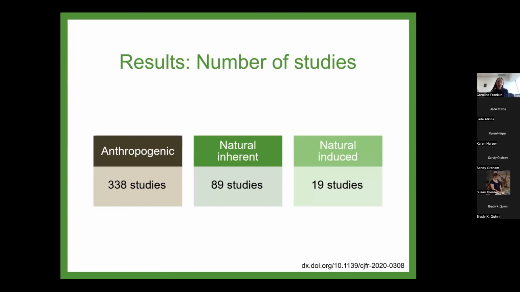I'll share some of the results that we found. We found that 338 studies considered anthropogenic edges. Natural edges weren't as popular, but for the inherent natural edges, we found 89 studies that considered those, and then 19 studies that considered naturally induced forest edges.